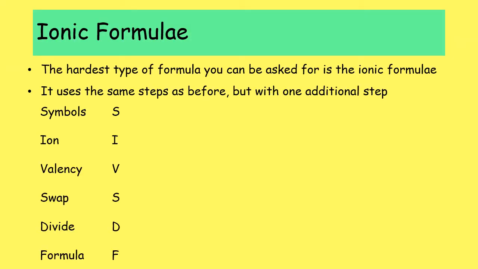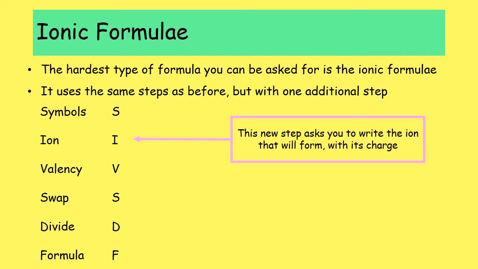Ionic formula is the hardest type of formula that you'll be asked for. And you use the same steps as before, but you add in one additional step. So normally it is the SVSDF. However, this time, instead of SVSDF, you're going to insert an I near the start. So it's going to be SIVSDF, standing for symbols, ions, valency, swap, divide, and formula.